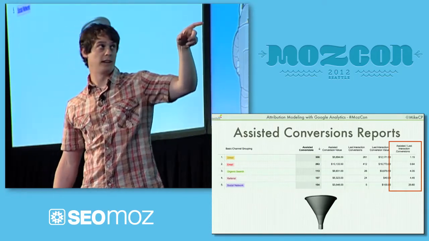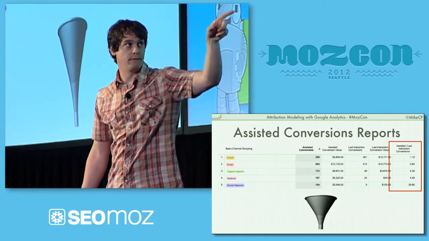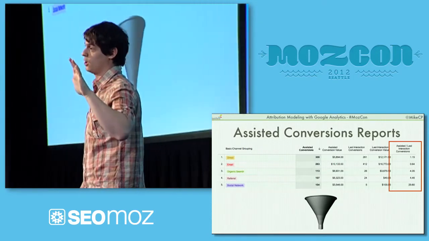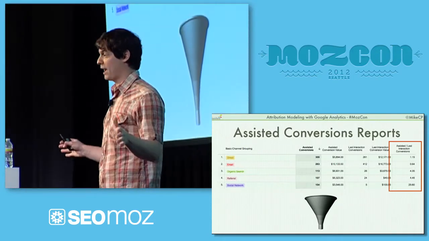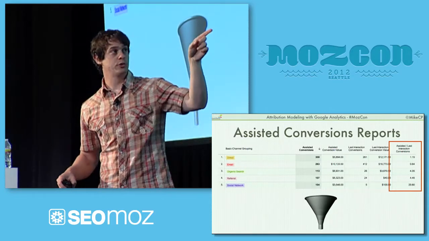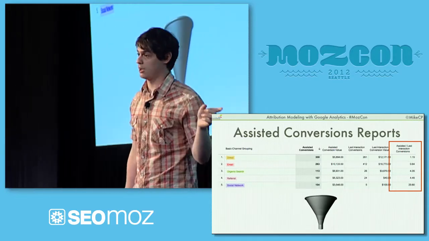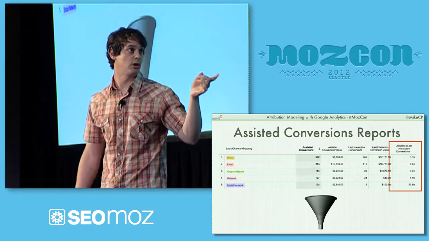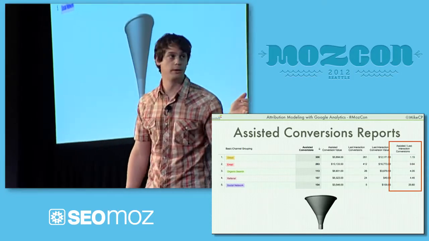What we normally track as last interaction for social is 5 conversions for $100. When we look at the whole path and look at assists, it's 104, with more than $3,000 worth of credit going to it. That's your ROI for social right here.